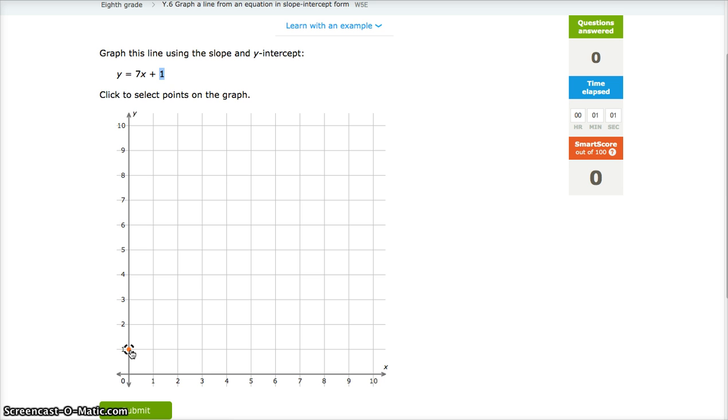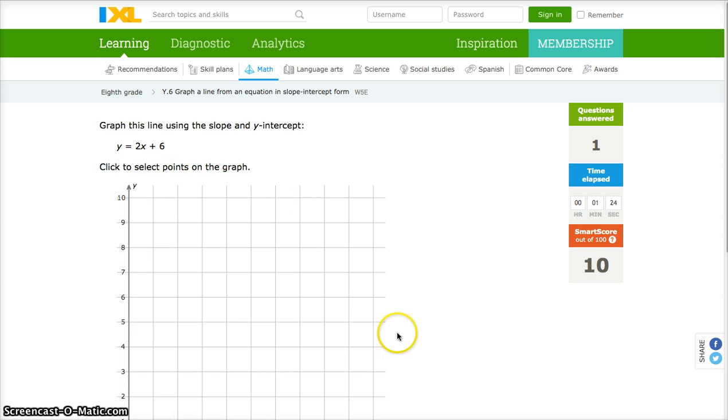Well, our slope is the number right before x, so that's 7. And so we need to know that that means that we're going to rise 7 and run 1. So we're going to go up 1, 2, 3, 4, 5, 6, 7, and run 1. We'll click here. Now we have our graphed line, and let's submit it. Awesome. Okay, let's do the next one.